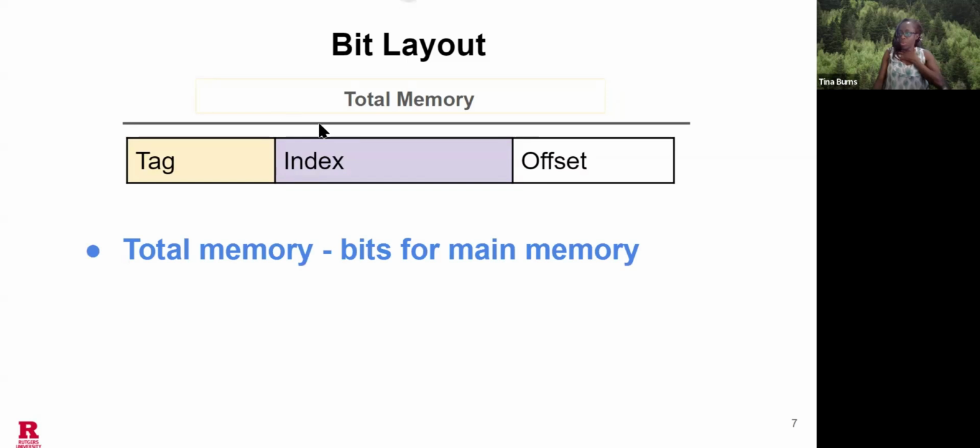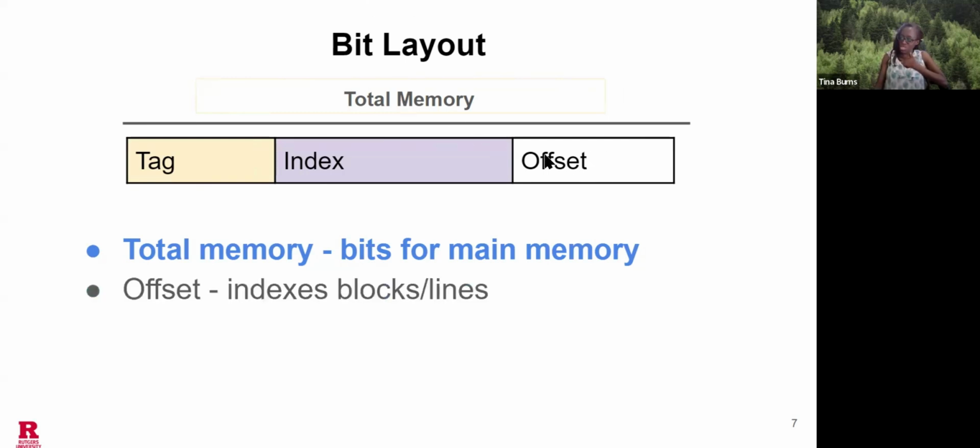Total memory. This is super simple. That means if I add up all of these, this will tell me the total number of bits I need to represent for my entire memory, right? If I have 1 gig of memory, then the number of bits should add up to what I'm going to need to represent a 1 gig memory, right? 1 gig of memory is 2 to the power of 30, right? So I will need 30 bits all added up to represent those items in memory.